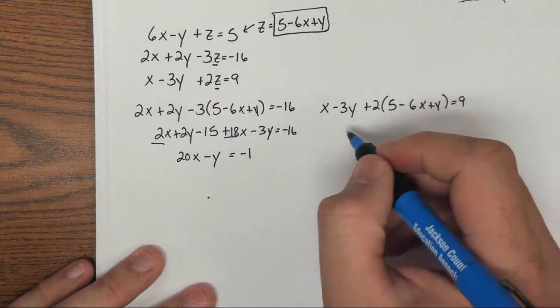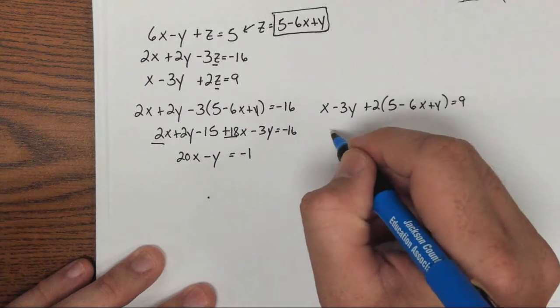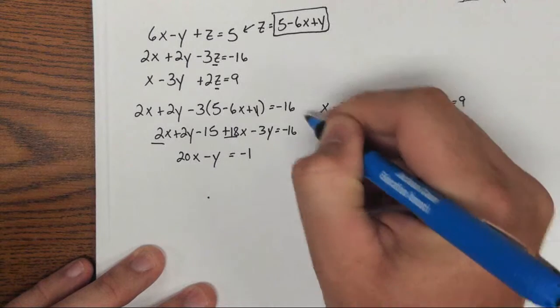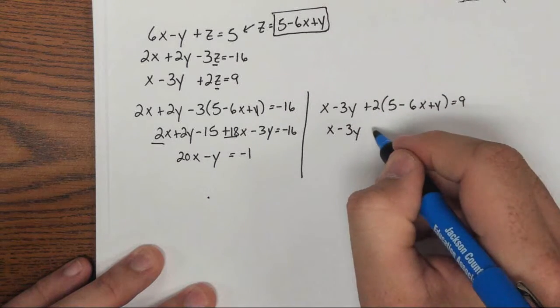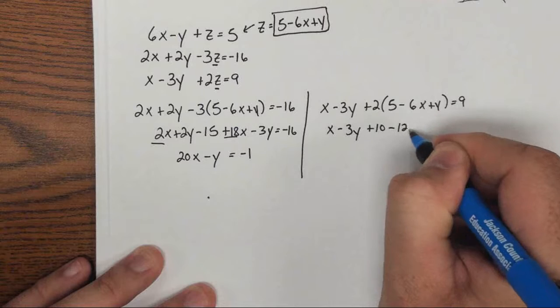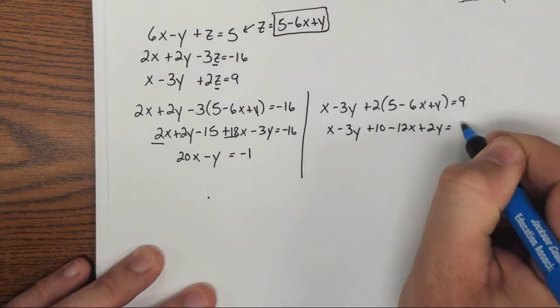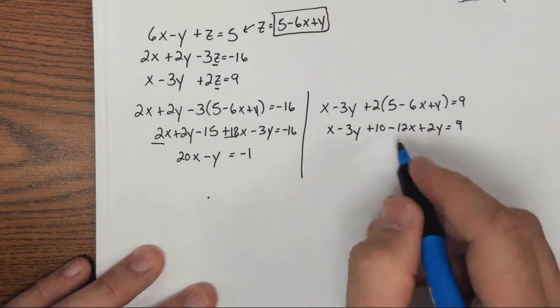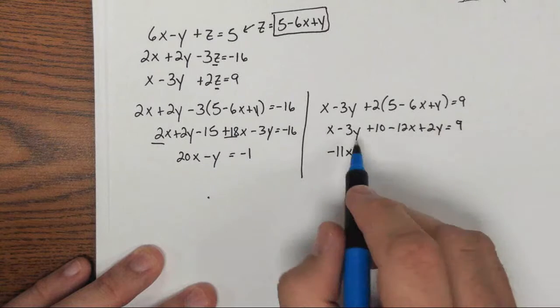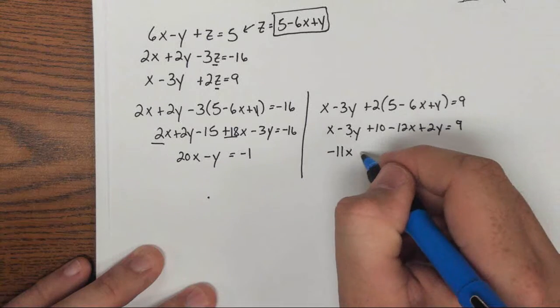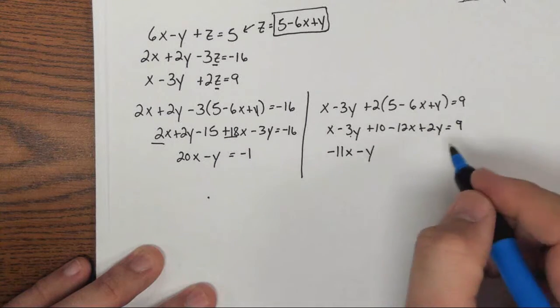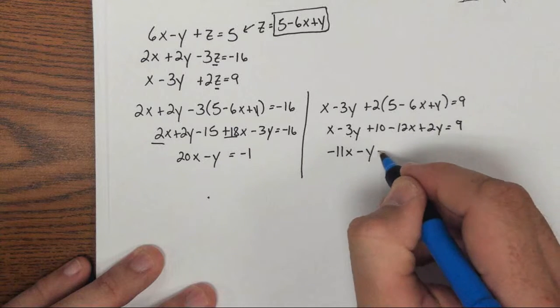Third equation, second equation, do the same thing. X minus 3y. We'll draw a line to separate those. That'd be plus 10 minus 12x plus 2y equals 9. X minus 12x gives you negative 11x. Negative 3y plus 2y gives you negative 1y. And move the 10 over and you get equals negative 1.